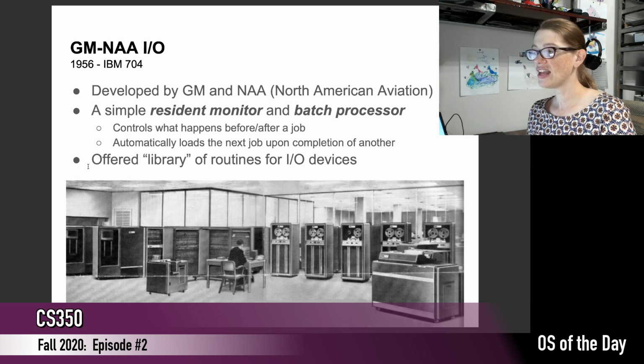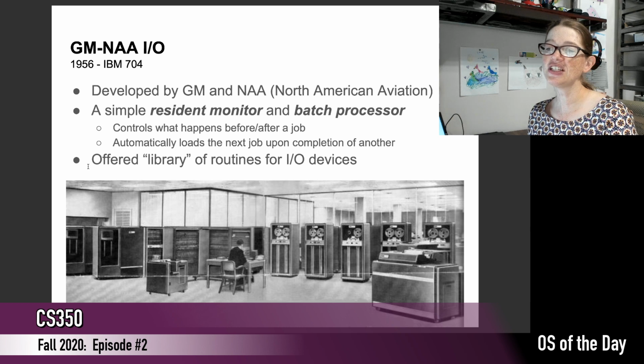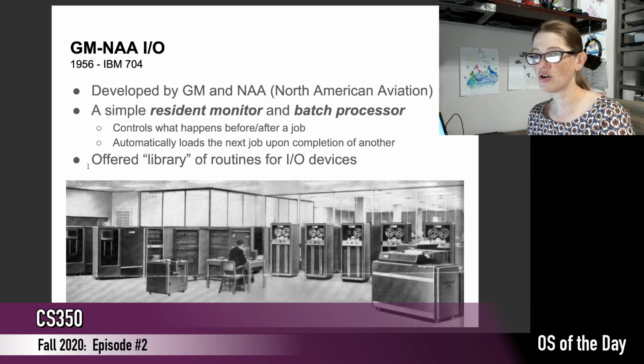GMNAAIO. Now, this was released in 1956, and it was released for the computer known as the IBM 704, which was a fairly popular mainframe machine at the time. And the photo you see here is actually a picture of the 704. Now, as the name of this OS would imply, it's a joint development between General Motors and the North American Aviation Association. Now, this operating system, because it's from the 50s, isn't like any traditional operating system of today.